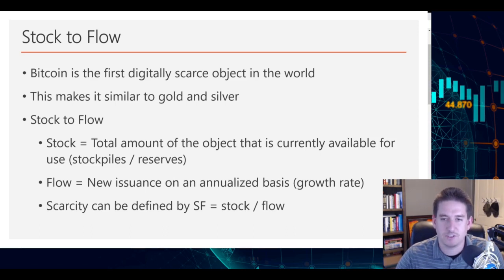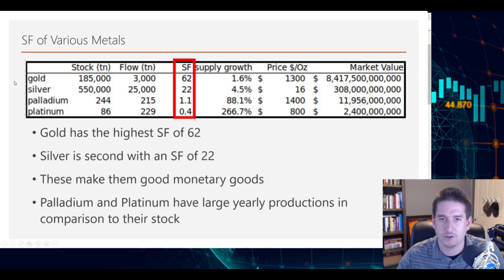And then scarcity can be defined as the stock to flow. So the scarcity is what's the new flow compared to the total amount of stock that's already out there. Right? The less new flow there is of something, the more rare it is compared to the current stock. So if we look at the stock to flow of various metals, let's start off with gold here. Gold has a stock, a total above ground, that people own of 185 trillion, and the flow is only 3 trillion per year, which gives it a stock to flow. So you take the 185,000, divide it by 3,000, and you get a stock to flow of 62. So a very high stock to flow number.